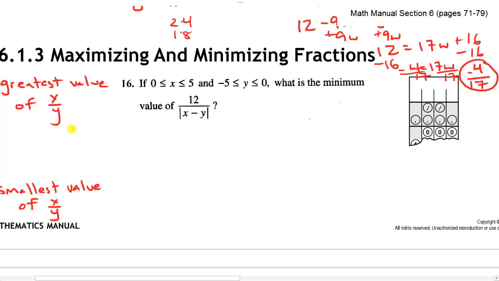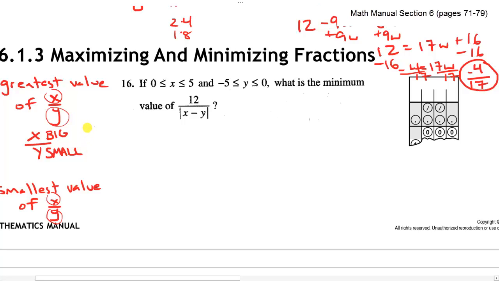In order to maximize or minimize the value of a fraction, what you need to do is think about what changes to x and y, your numerator and denominator, would make the value of this fraction bigger or smaller. Sometimes this can be a little bit counterintuitive, so it might be good to not memorize this, but think about it for a moment, and once you think about it, you should understand it. If we want to maximize the value of x over y, we need to make x really big and or y really small.